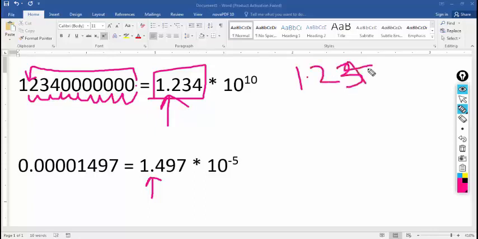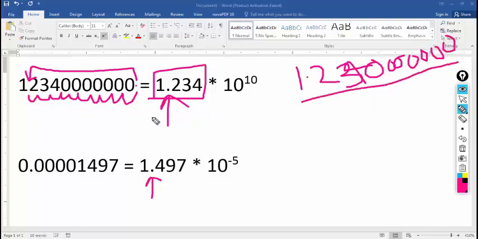1.234 followed by 7 zeros, right? So this is the state of the number after we have moved the decimal point 10 times towards the left. But we cannot change the value of the number. That is why we need to multiply this number by 10 to the power of 10. Why to the power of 10? Because we moved the decimal point 10 times towards the left.